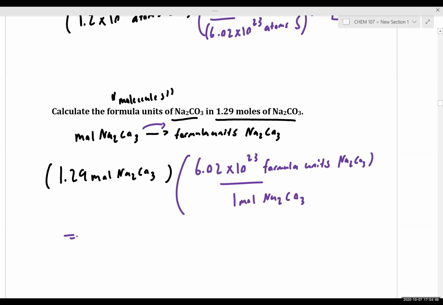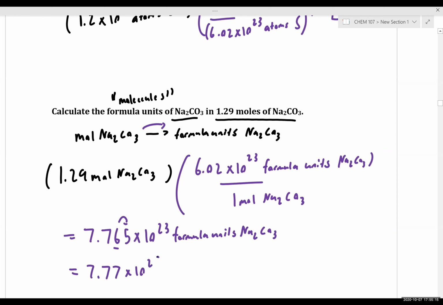Punching this into our calculator, that in turn gives us 7.765 times 10 to the 23rd formula units of sodium carbonate, which we in turn round to 7.77 times 10 to the 23rd formula units of sodium carbonate.